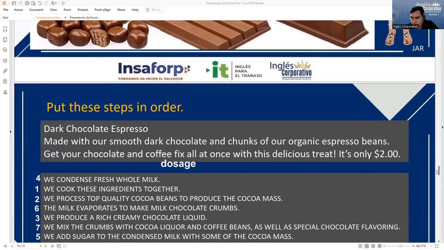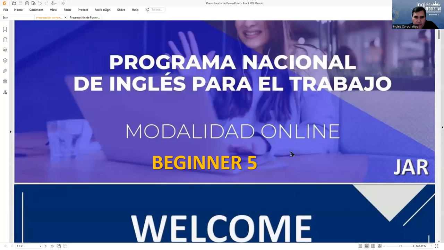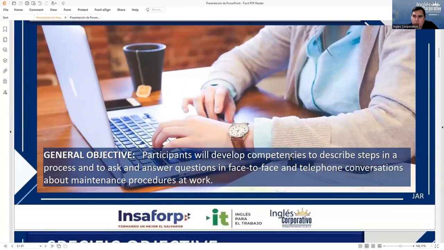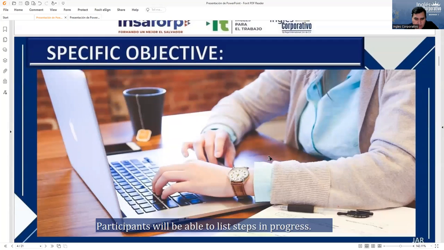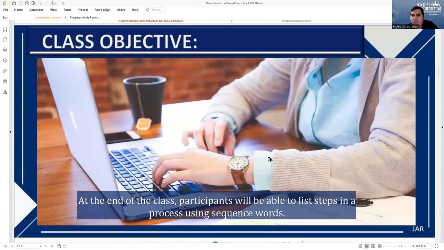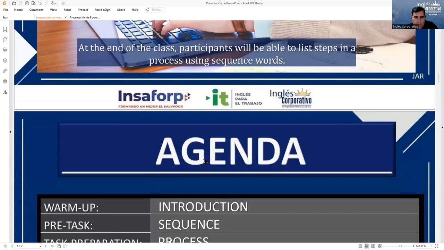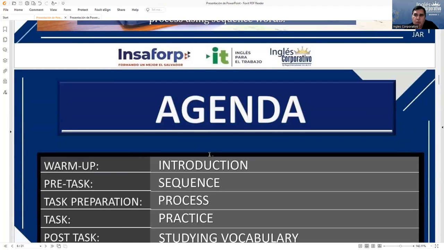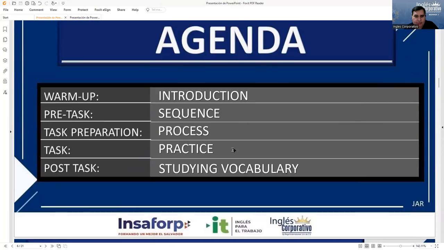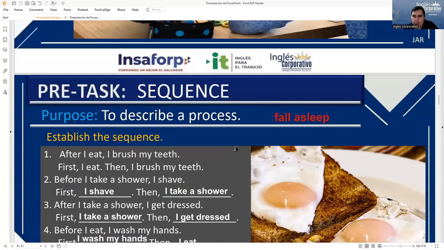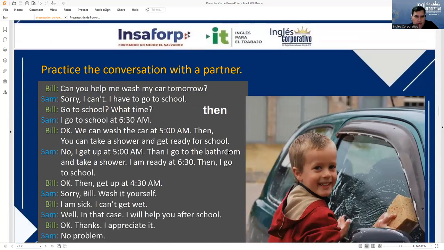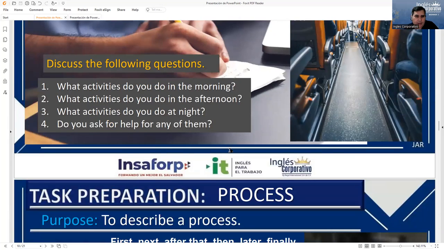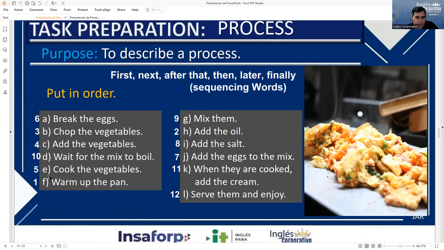Sequencing words. Why do we need the sequencing words? We need sequencing words for expressing in what order we execute different activities. Okay? So like the example here, put in order.